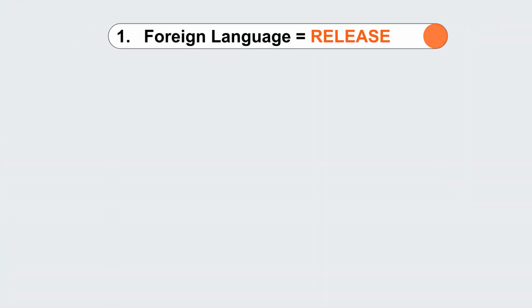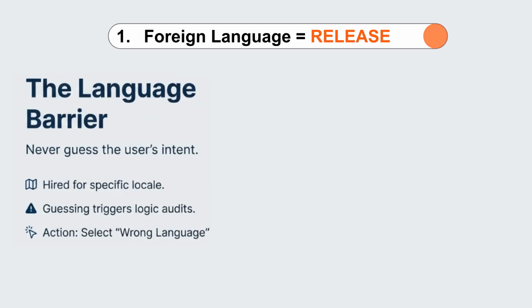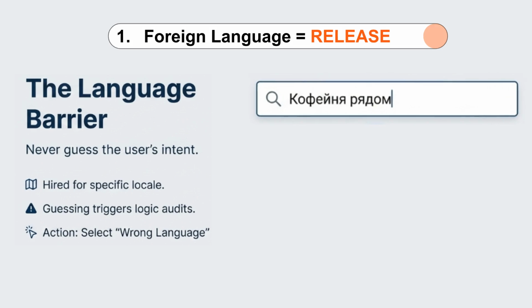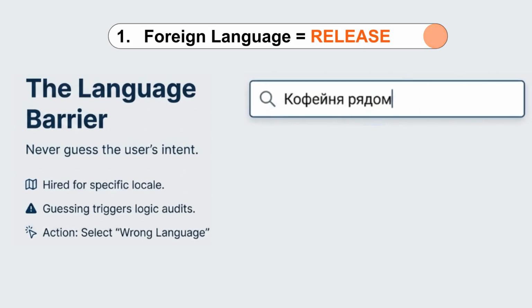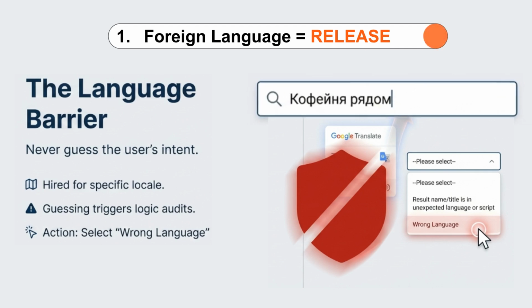The first challenge you might hit is the language barrier. Imagine you open a task and the query or results are in a language you don't speak, maybe Russian or Arabic. Your first instinct might be to use a translator and try to guess the answer. Stop right there. That is a huge mistake. Since you were hired for a specific locale like English or Hindi, if you can't fluently understand the actual user's intent, you cannot do the job correctly.